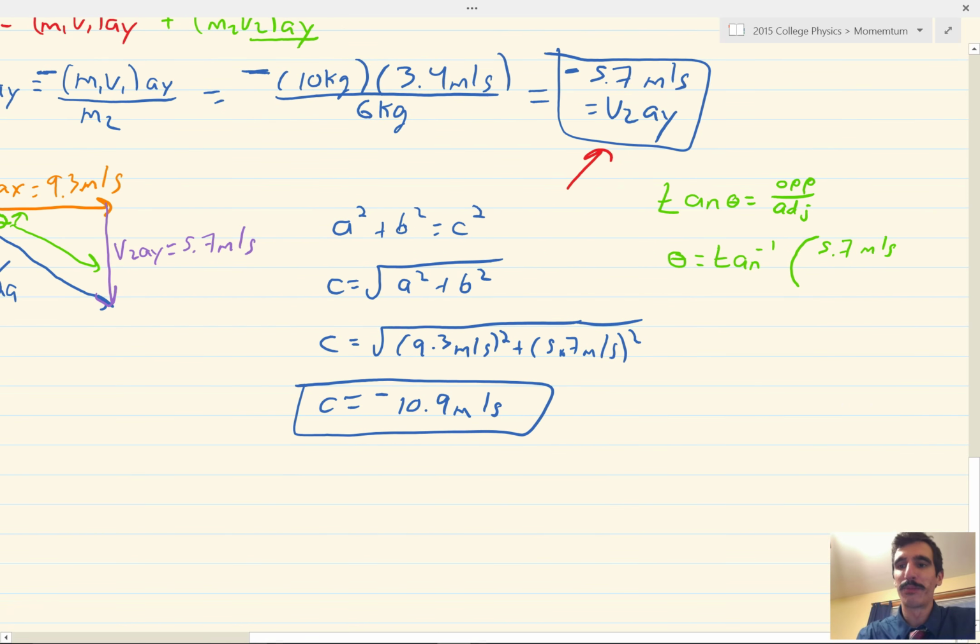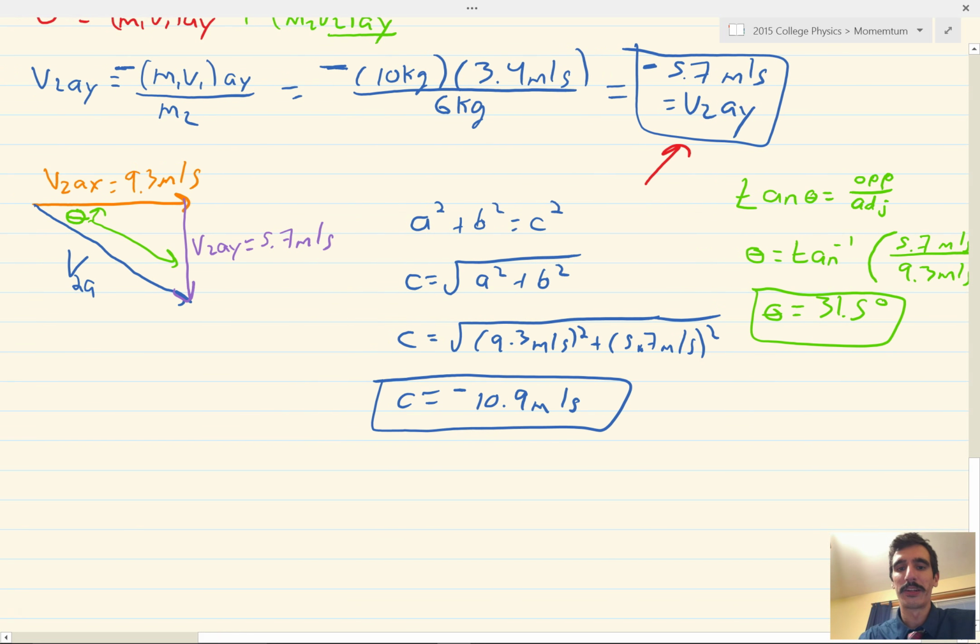The adjacent is 9.3 meters per second. And we plug that in a calculator. The angle is 31.5 degrees, and that's below the horizontal. So the velocity of object 2 after they collide is negative 10.9 meters per second at an angle of 31.5 degrees below the horizontal.